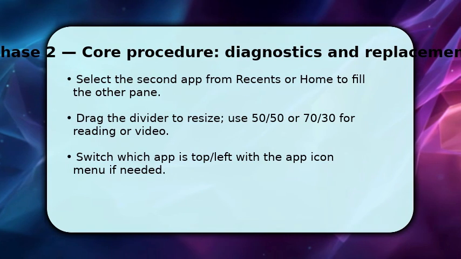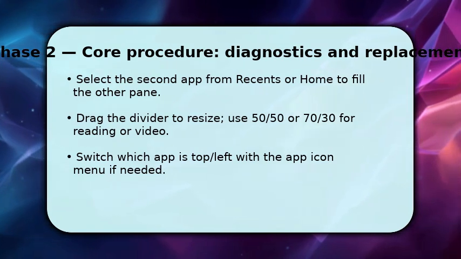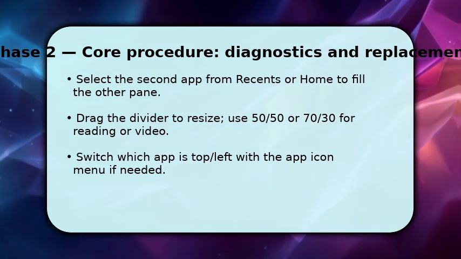Next, pick the second app to occupy the remaining pane. Tap it in Recents or the home screen and it appears instantly.